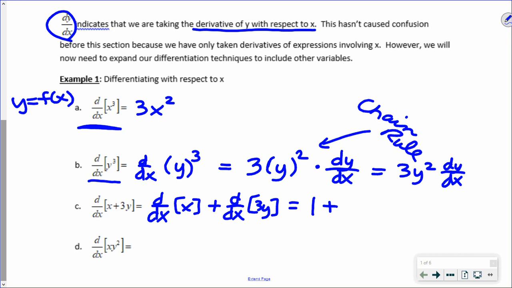Plus, but the derivative of 3y with respect to x, again, we'd have to use chain rule, because remember, y can be its own function, okay, because y equals a function. Okay, so 3 would be a constant multiple, and then we find the derivative of y, which is 1, times dy over dx. So this would end up just equaling 1 plus 3 times dy over dx.